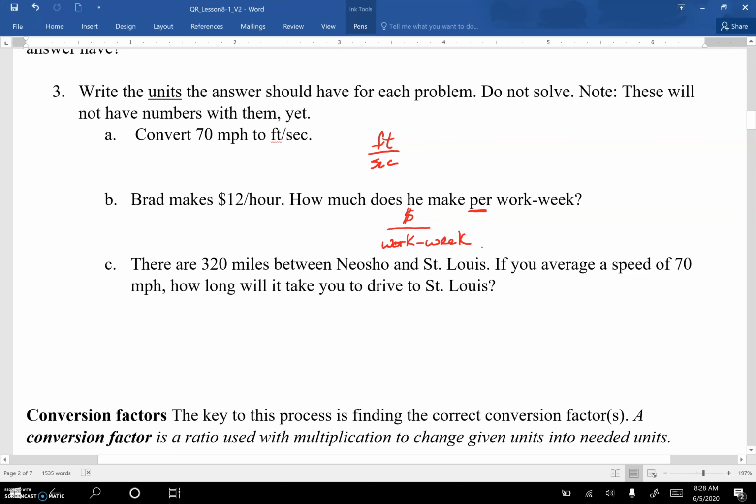And then there are 320 miles between Neosho and St. Louis. If you average a speed of 70 miles per hour, how long will it take you to drive to St. Louis? So what's the answer going to be? Well, how long we mean really time, right? So we're going to talk about some sort of time, whether your answer is in hours or minutes or days. The problem really doesn't specify. I'm guessing that this one wants it in hours, and so we want our unit to be in hours.